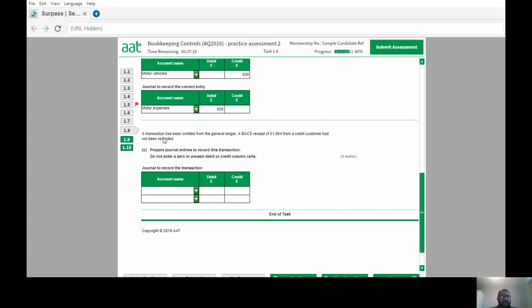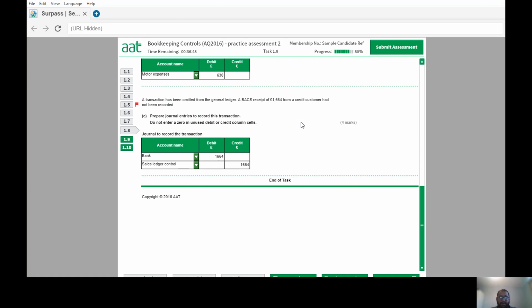Last but not least, a transaction has been omitted from the general ledger. A BACS receipt for 1,664 from a credit customer had not been recorded. When you're receiving payment from your credit customer, bank account is going to be a debit, and sales ledger control account or trade receivable is going to be a credit entry. So we're going to look at the bank because it's a BACS receipt. Here we go 1,664 debit, and you have to look for your sales ledger control 1,664 credit. Okay, so that is the final entry on this one.